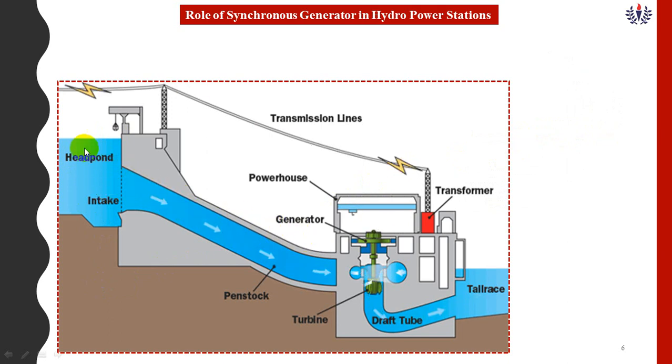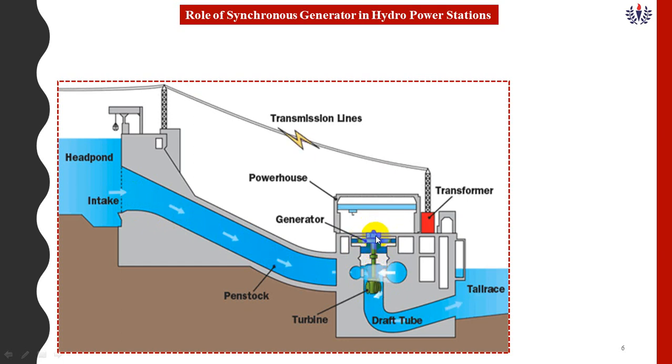The water will be stored in the dam at the top layer in the mountain, and there will be a penstock. Here shutters are there. Once they release the shutters, the water will flow from top to bottom through the penstock. This water will get inside the turbine.